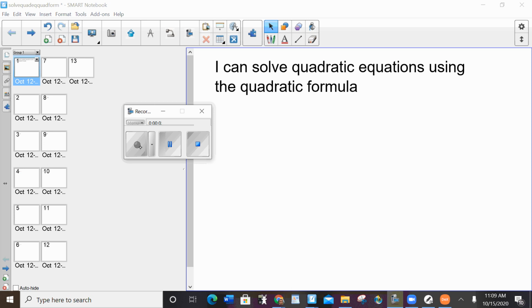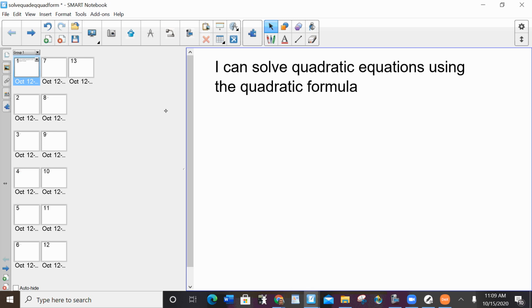Hi everybody. Today I can solve quadratic equations using the quadratic formula.